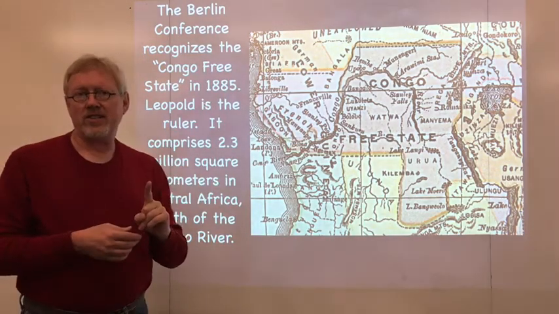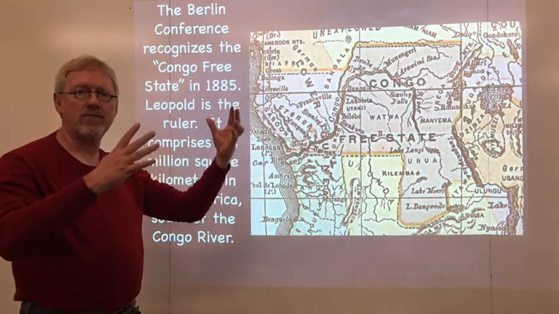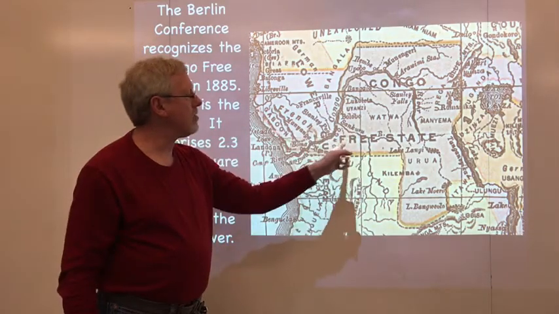Leopold's the big winner in this. The Berlin Conference basically says, yes, you got it. We give you our official approval. You have what is going to be called the Congo Free State.